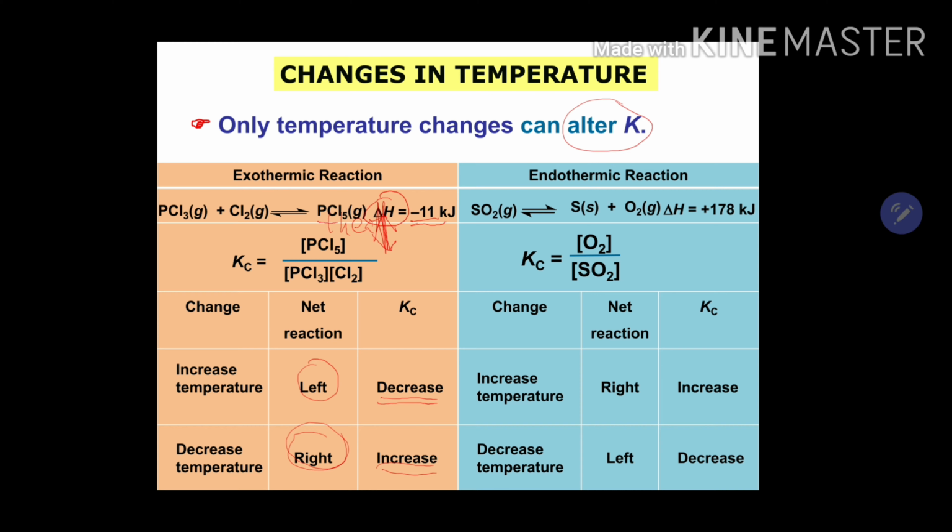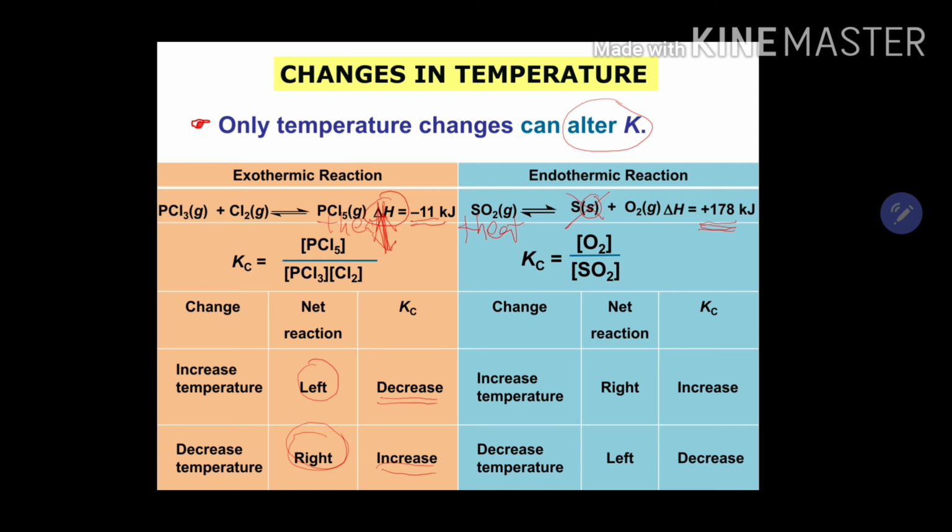Now in an endothermic reaction, the value of delta H is positive. So we put heat beside the reactant. The Kc can be written as the concentration of O2 divided by the concentration of SO2. S is not written in the expression because S is a pure solid, so its concentration remains constant.